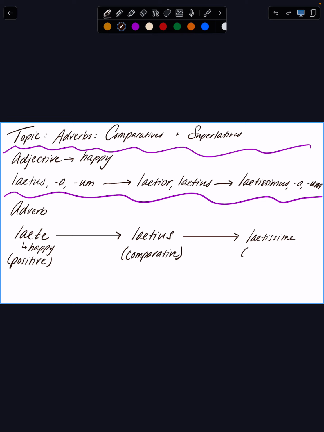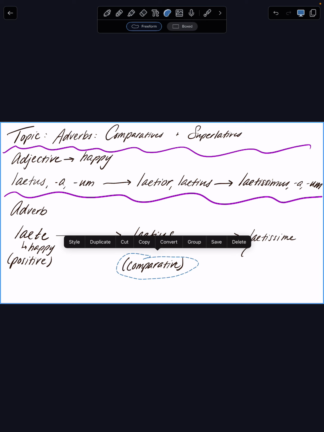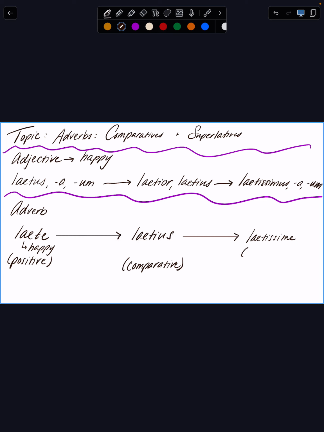Ah, okay, so that's happy. I'm sorry, I meant to put the English translation, but I am all over the place. It's more happy. More happily, I'm sorry. You're right. Adverbs: happily, more happily. And then laitissime would be most happily, and that's the superlative.